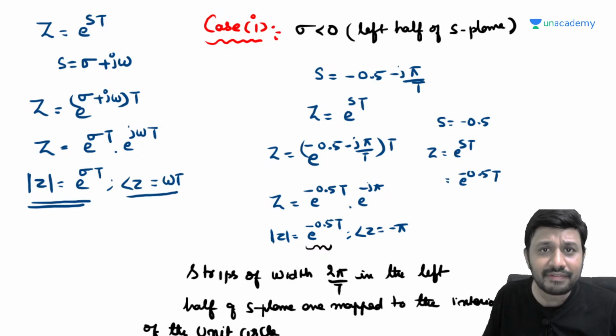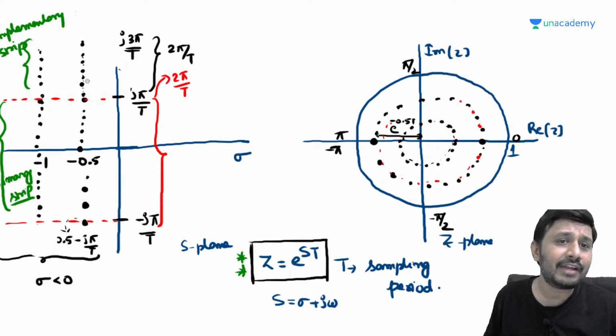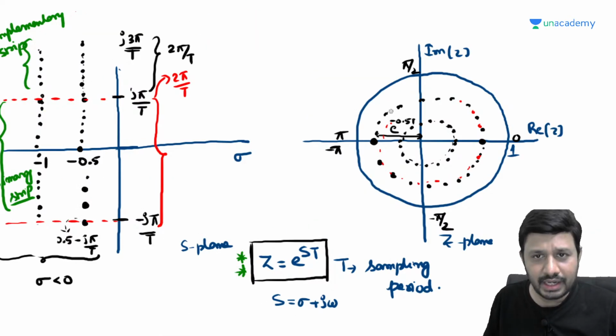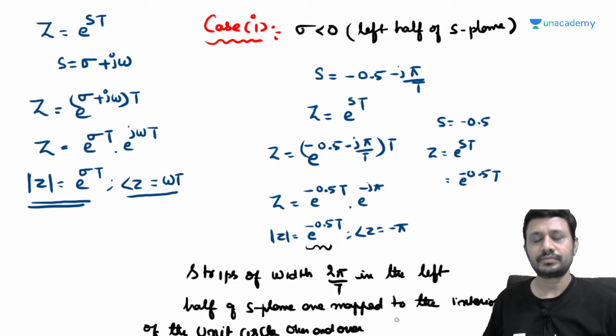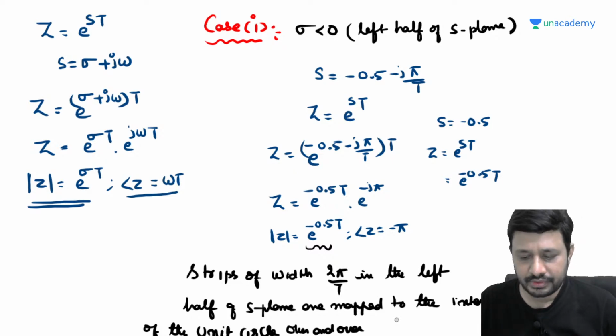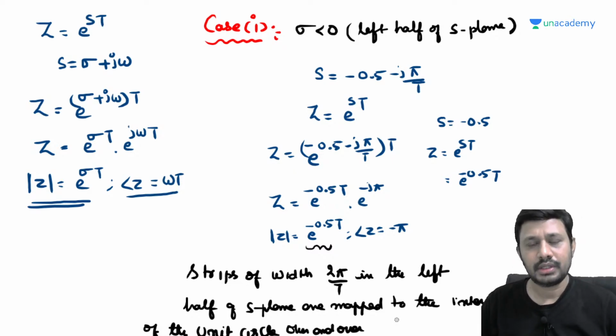And what happens if I increase the values of omega? Again we are going to trace the same circle as we have done before, no? So I'll write here, over and over. I'll use one word: over and over. If you can understand this one, the same thing will happen for sigma greater than 0, but outside the unit circle. The same situation will come outside the unit circle.